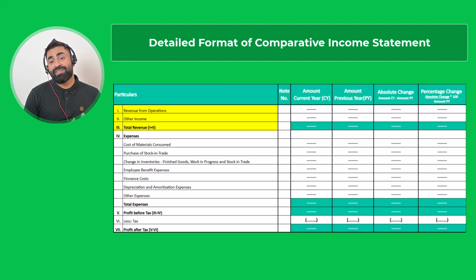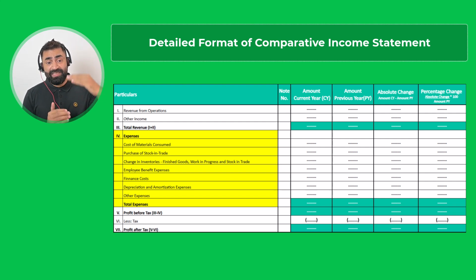Now total revenue on your format is highlighted because it is a total that you arrive at after adding other income with revenue from operations. Once you have your total revenue, basic thing, you minus all the expenses from it. So what are the expenses you can possibly have in your income statement? Cost of material consumed, purchase of stock in trade, change in inventories, employee benefit expenses, finance costs, depreciation, other expenses. All these expenses can possibly come. Now it's not necessary you will have all of them in a question. It can be few or none or one or two, right? When you add them all, you get total expenses. Now this is a second total, so that's why it's highlighted for you.